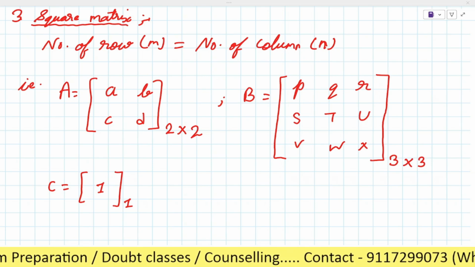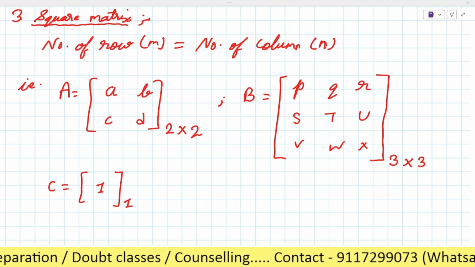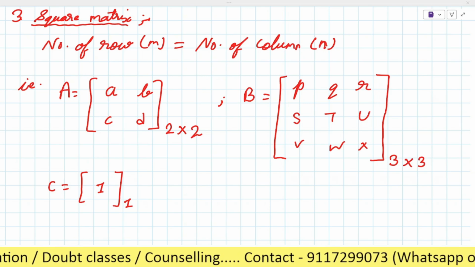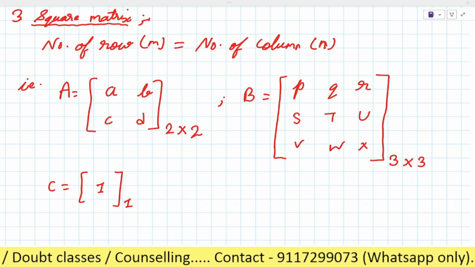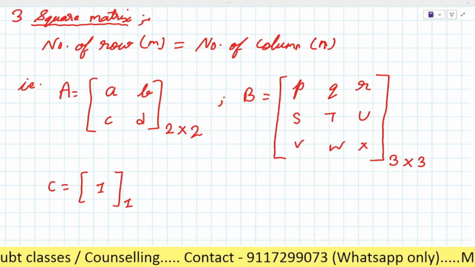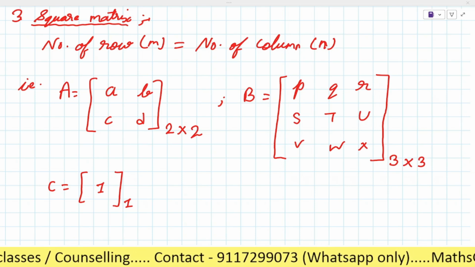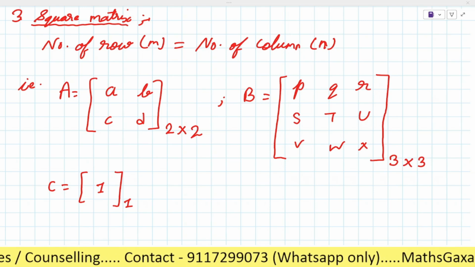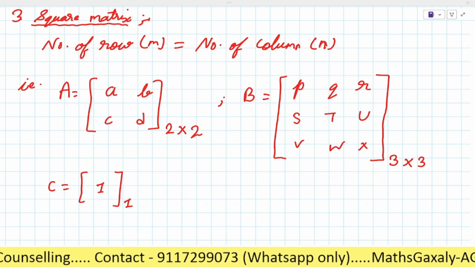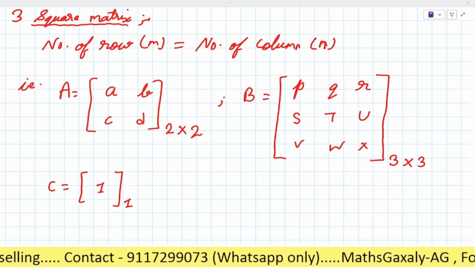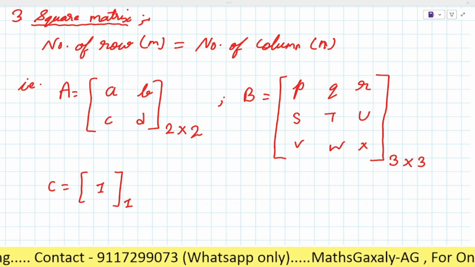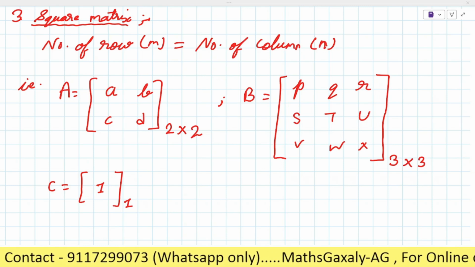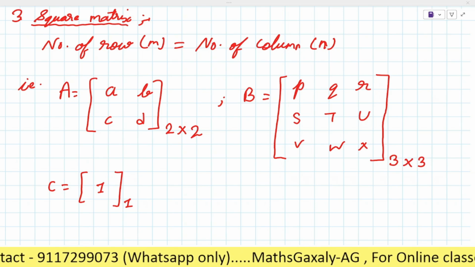Okay, let's see here. These two are the examples of a square matrix. The first is the square matrix of 2 by 2, and the second matrix is the square matrix of 3 by 3. Now we will see a matrix which has only one row and one column. That was your doubt, right?